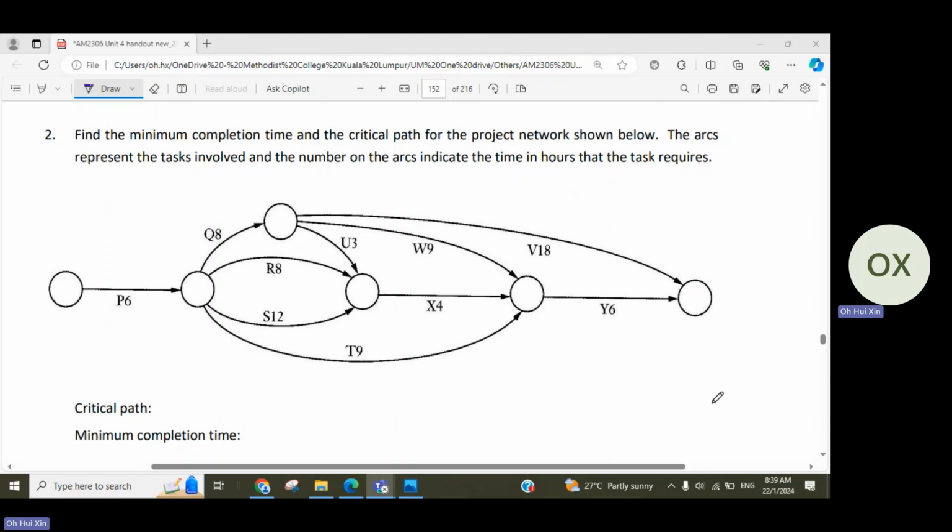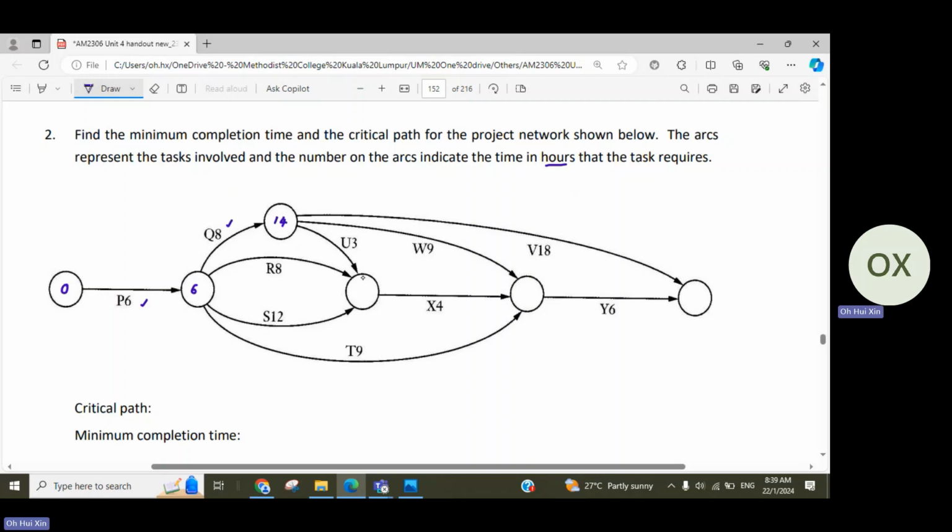For this question, same thing. You find out the minimum completion time and also the critical path, and the time is in hours for this question. Same thing, you can see that all the arcs are directing from the left-hand side to the right-hand side. So this is your starting checkpoint. We need 6 hours to complete P. So by the time we can start these 4 activities, it's going to be 6 hours into the project. So a tick at P. For Q, you only need to make sure that Q is completed when you start this. So that's why we have 14.